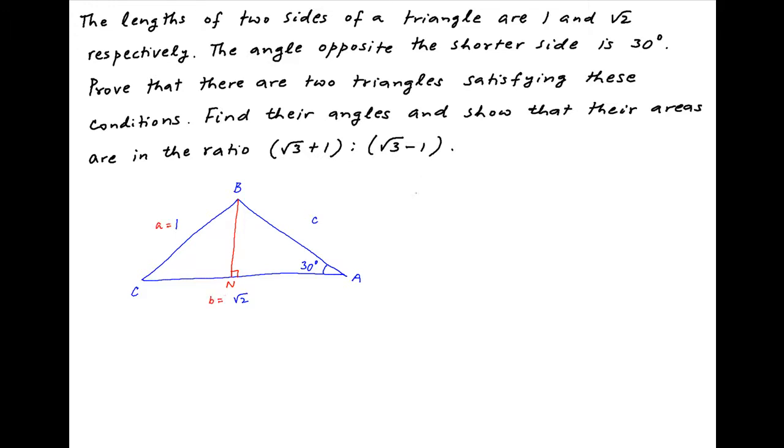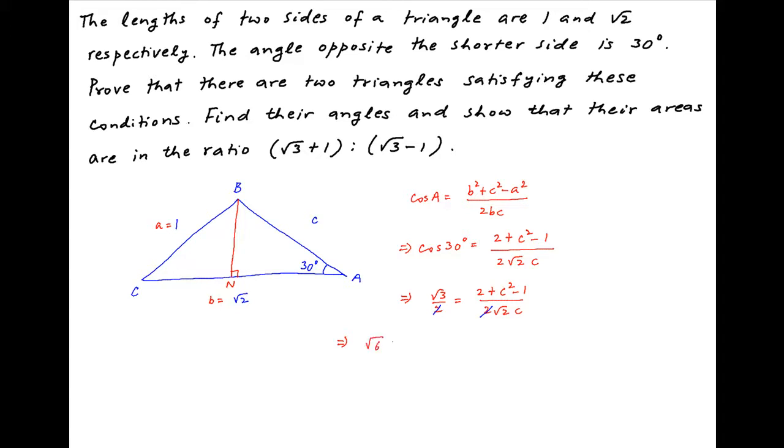the perpendicular is N. Now in triangle ABC, we know that cos of A is equal to (B square plus C square minus A square) upon 2BC. A is equal to 1, B is equal to root 2, and the angle A is equal to 30 degrees. Plugging in these values, we get cos of 30 degrees is equal to (2 plus C square minus 1) upon 2 root 2 times C. Cos of 30 degrees is equal to root 3 upon 2. And therefore, we have the equation root 3 upon 2 is equal to (2 plus C square minus 1) upon 2 root 2 times C.